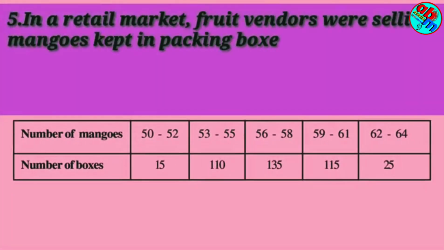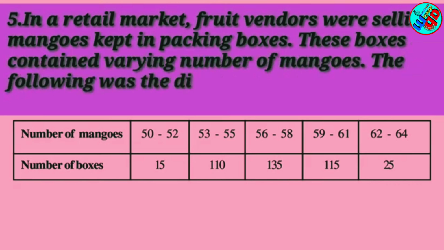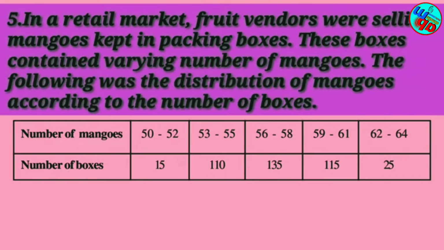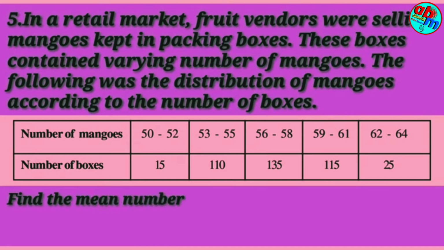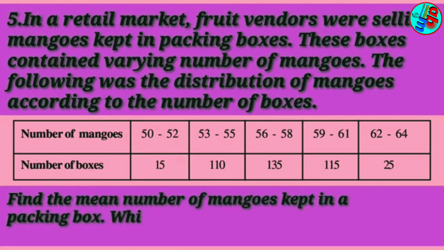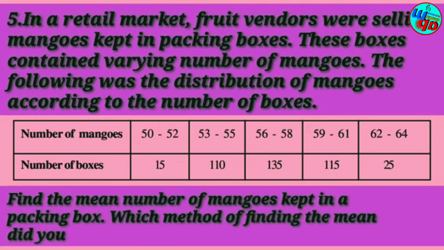This is our answer. Here we have a question. In a retail market, fruit vendors were selling mangoes kept in packing boxes. These boxes contain a varying number of mangoes. The following was the distribution of mangoes according to the number of boxes given in the table here. Find the mean number of mangoes kept in a packing box. Which method of finding the mean did you choose?